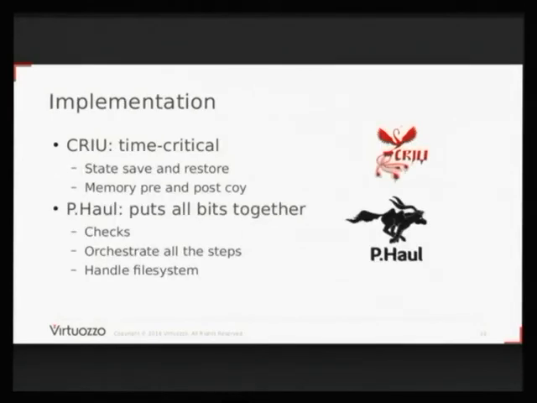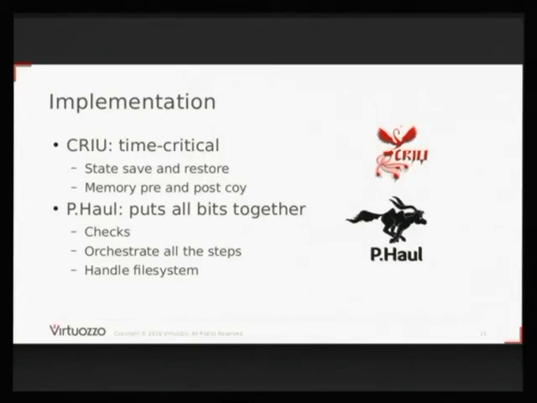All this stuff I've just described is already implemented inside two projects. First, as I have already mentioned, is CRIU. CRIU is an acronym for checkpoint and restore in user space. It's a tool written in C which does all the time critical stuff. It saves state and restores state, dealing with all this complexity I have just described. And it also provides an API to set up and actually run memory pre and post copy. Post-copy is still not in the mainstream, but still, memory pre and post copy stuff.